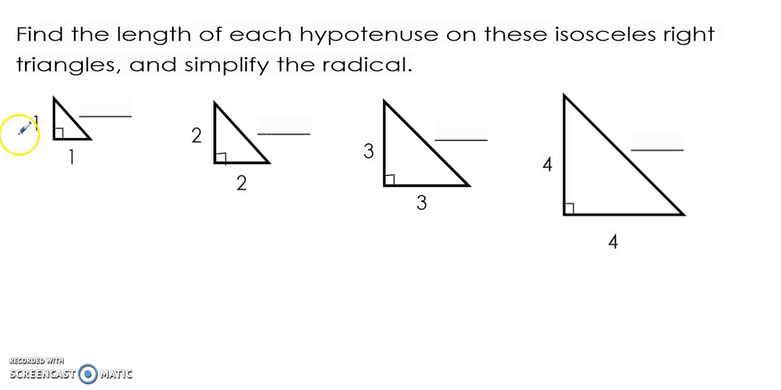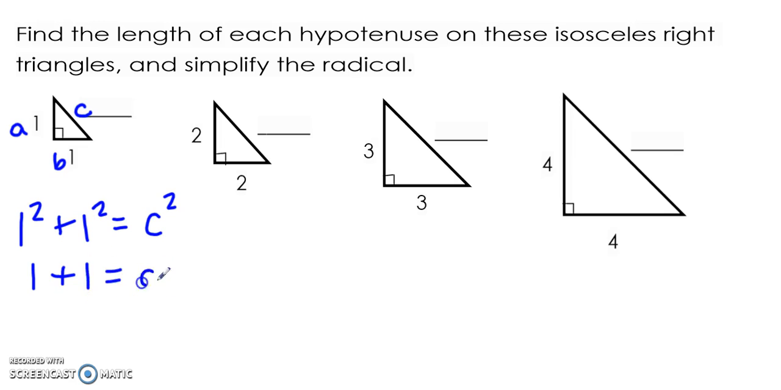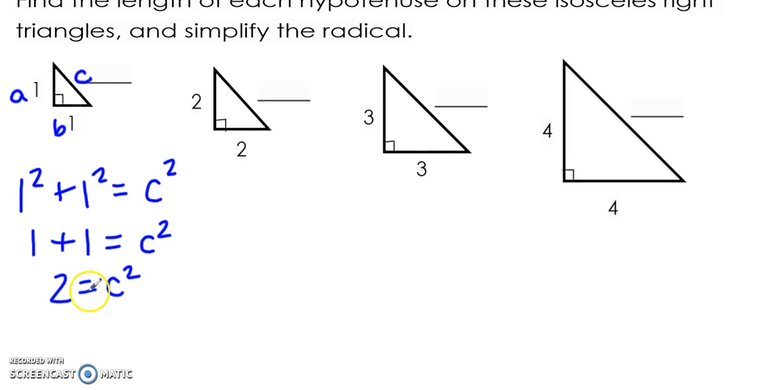So for this first example, my legs would be my A and my B, and I'm looking for side C. So A squared plus B squared equals C squared. 1 squared is 1. 1 plus 1 is 2. And then when I'm trying to figure out what C is, I need to do the opposite of squared, which is the square root. So C equals the square root of 2. Now I could create a decimal answer, but that would be an ugly number. So at this part, we are just going to leave it as the square root of 2 since the radical of 2 cannot be simplified.